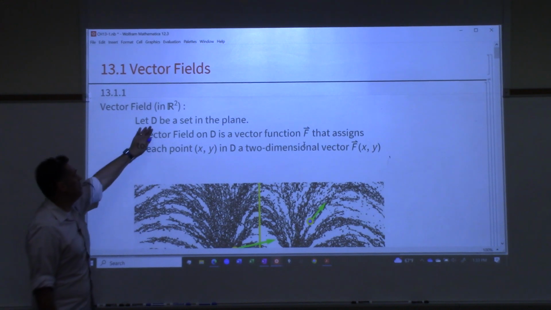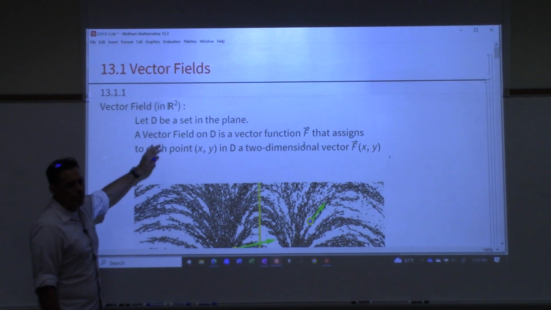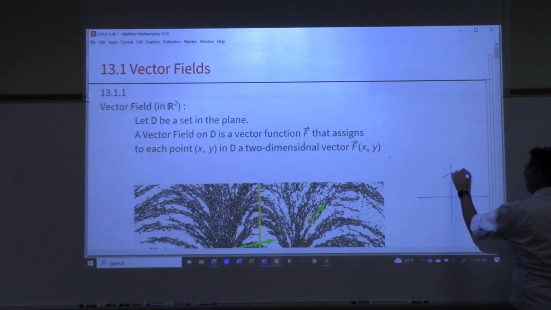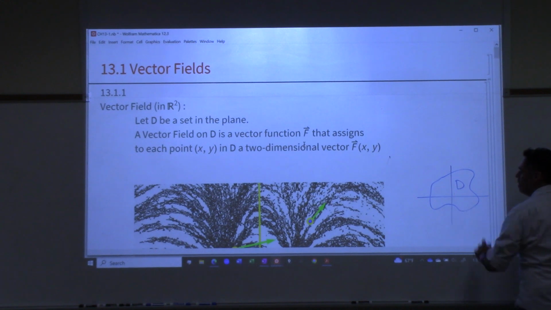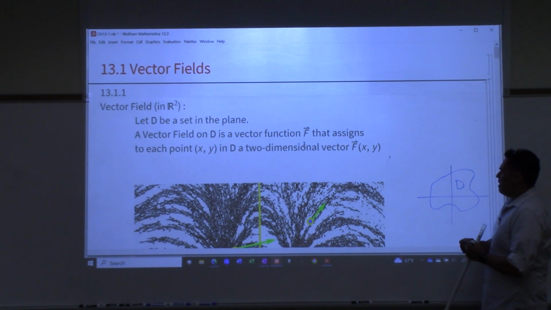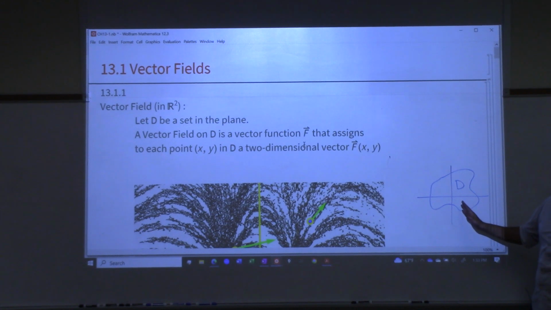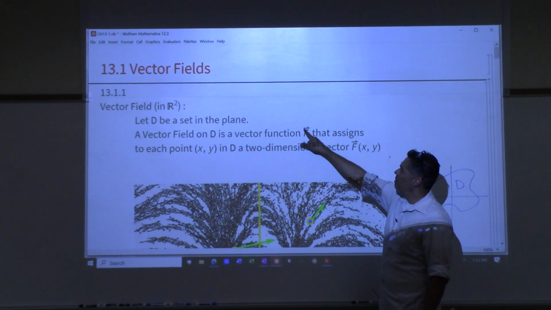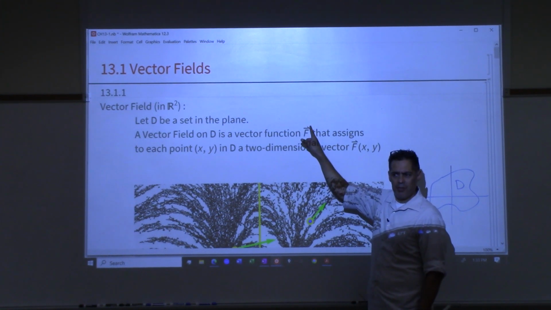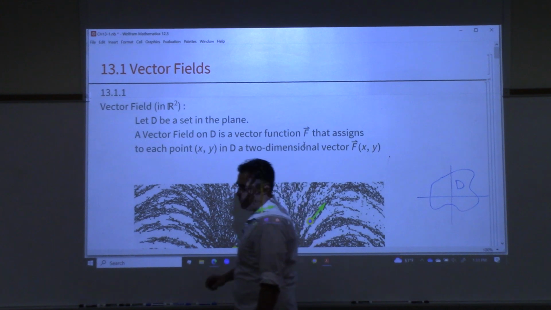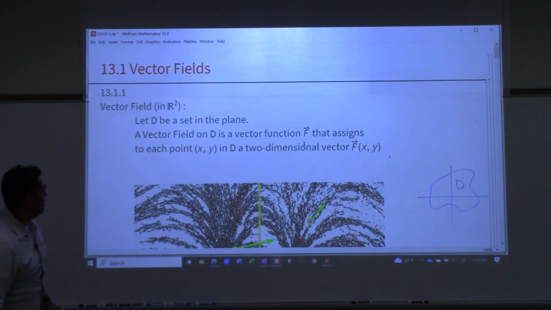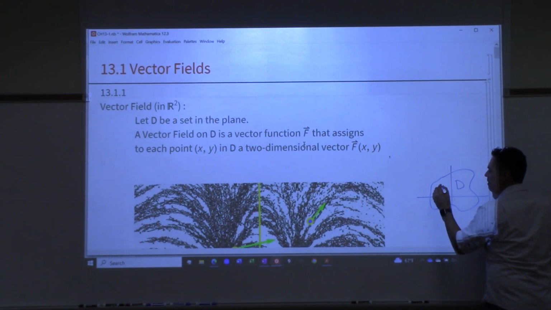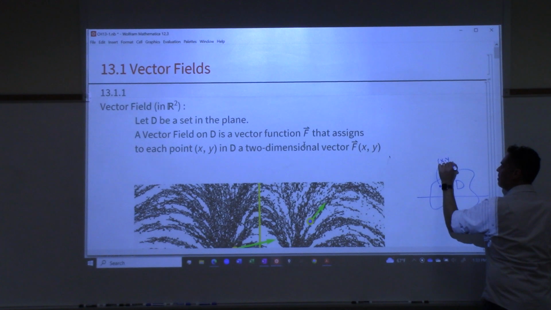First, we have to have D be some set in the plane. So we're in two-dimensional space. We've got some domain or some set D, and we will say that we have defined a vector function on this set D. We will denote it with a capital F with this arrow on top, that vector notation we used before. What this function does is at each point, you give me an x and a y, some point in that space.